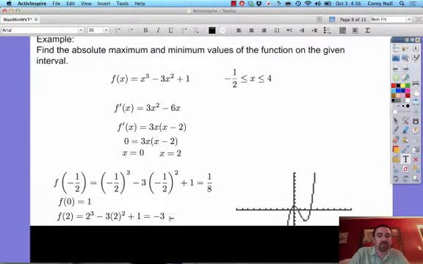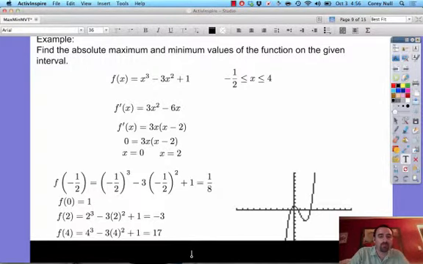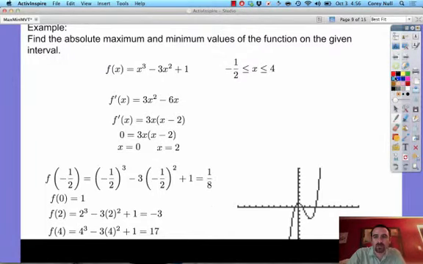If I plug in 2, I get -3. And if I plug in my other endpoint, 4, I get 17. Here's a picture of my graph so you can get a sense of what this might look like. Okay, I've got 0, which is 1. That's this point right here. Let me make it a different color so you can actually see it. Okay, I've got an endpoint, which is -1/2, and that gives me 1/8. So that's right about there.